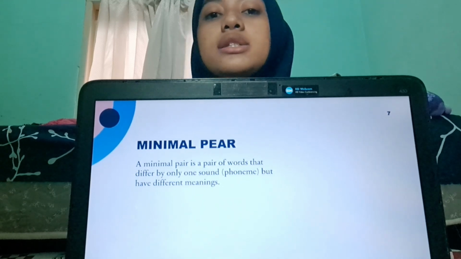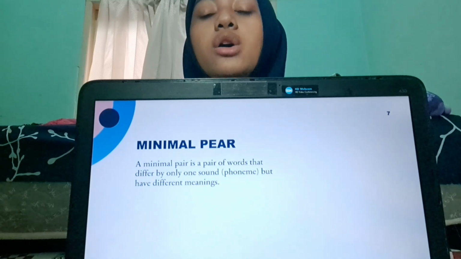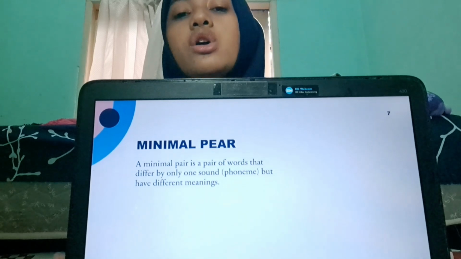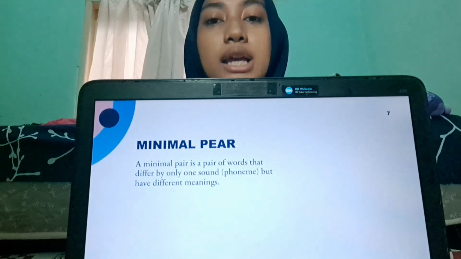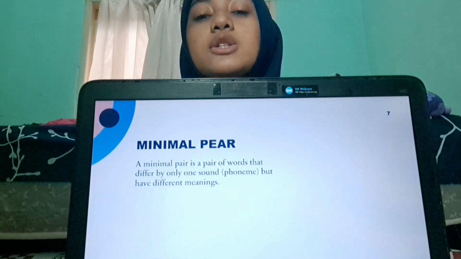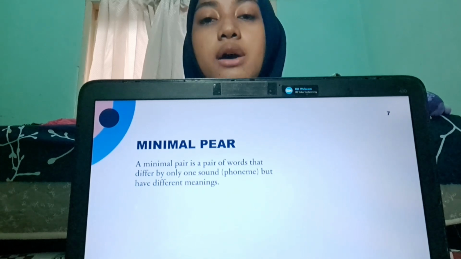So the characteristics of minimal pairs: the first one is one sound difference. Only one sound or phoneme is the difference between two words with different meanings. So the difference in sound results in a difference in meaning. And the last one is same word length. Typically both words have the same number of sounds.